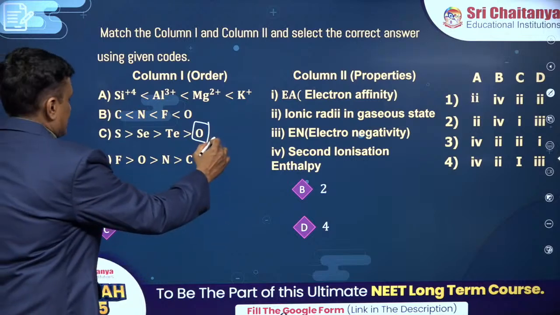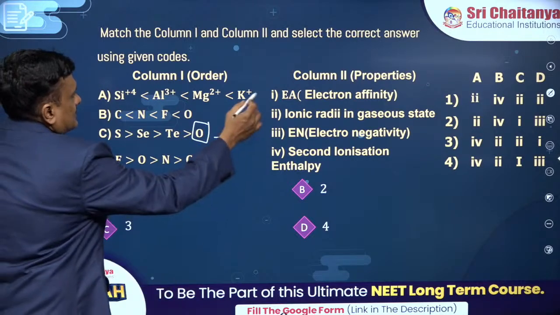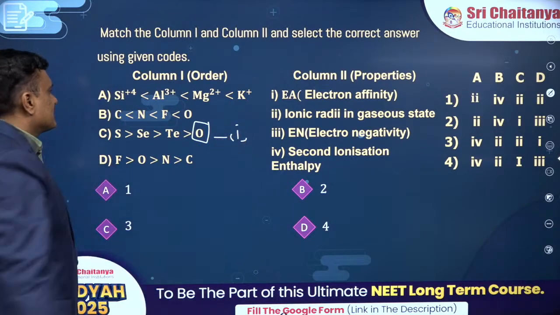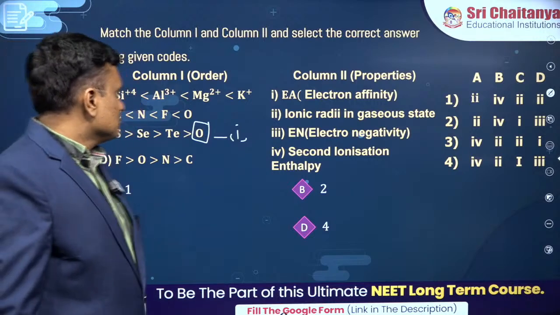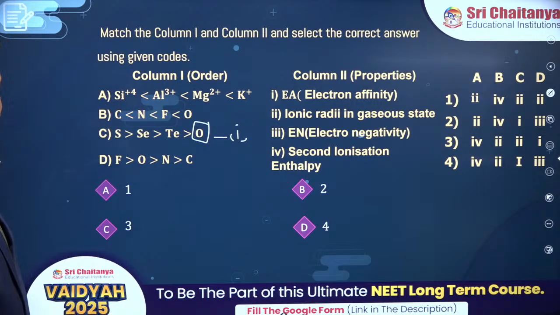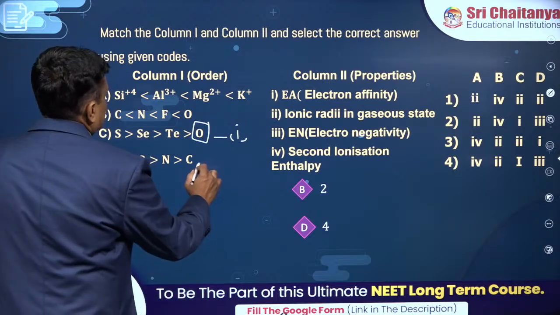So C is matching with which one? With electron affinity. So C is matching with 1. All right. Next, everyone knows electronegativity. Third, D is matching with 3. There's a tie, isn't it? So D is matching with 3.